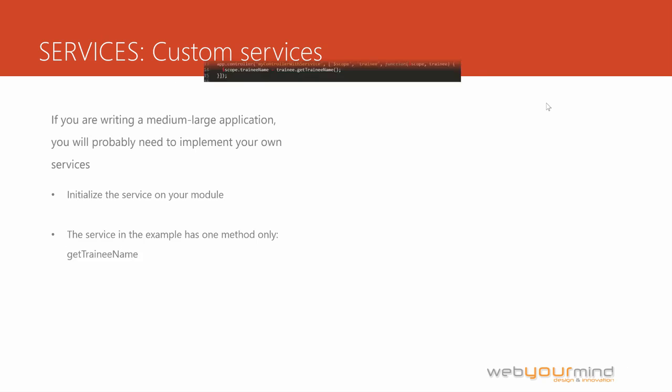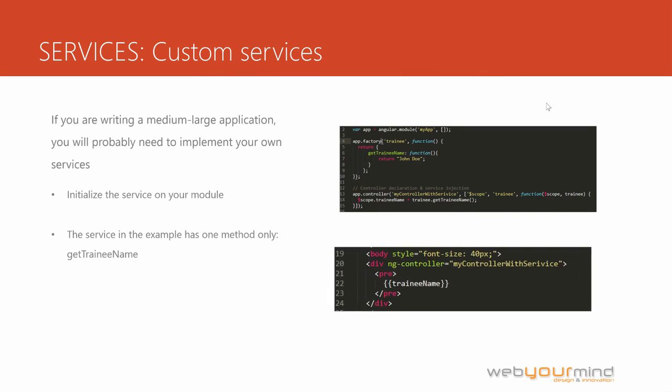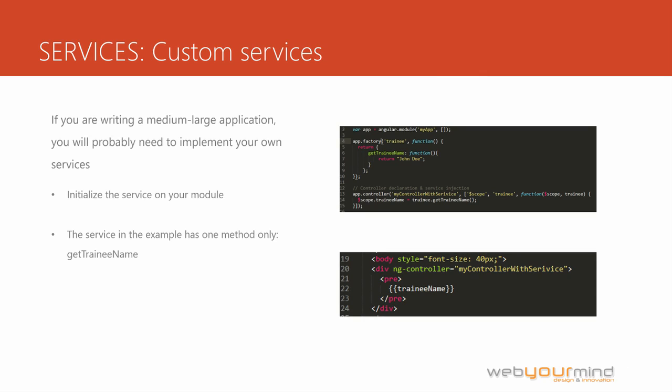What you do in order to implement it, as you can see from the example on the right, you just initialize the service on your module, and then the service in the example has one method only, which is getAnyName. And then the last thing is to inject the service into the controller and invoke the function. So as you can see on line 13, I have my controller, and in between square brackets I'm injecting the scope service as well as my trainee service that I've declared above.